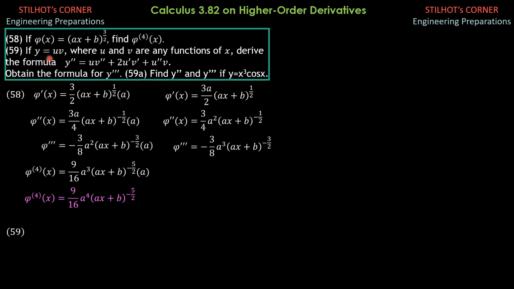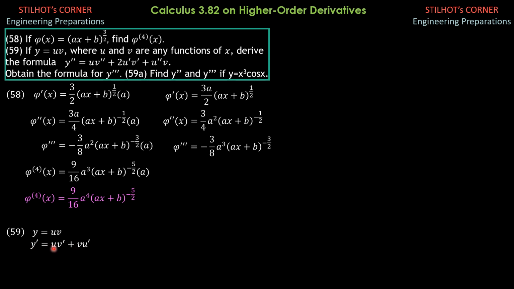59, if y is uv, where u and v are any functions of x, derive the formula y double prime equals u v double prime plus 2u prime v prime plus u double prime v. So let's derive that. So y is uv. We have derivative of product. Y prime is u v prime plus v u prime. So that's the first derivative.